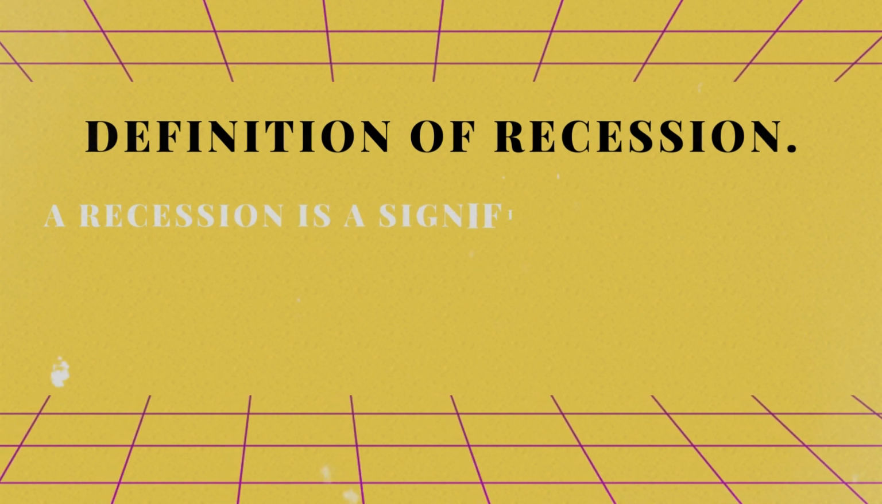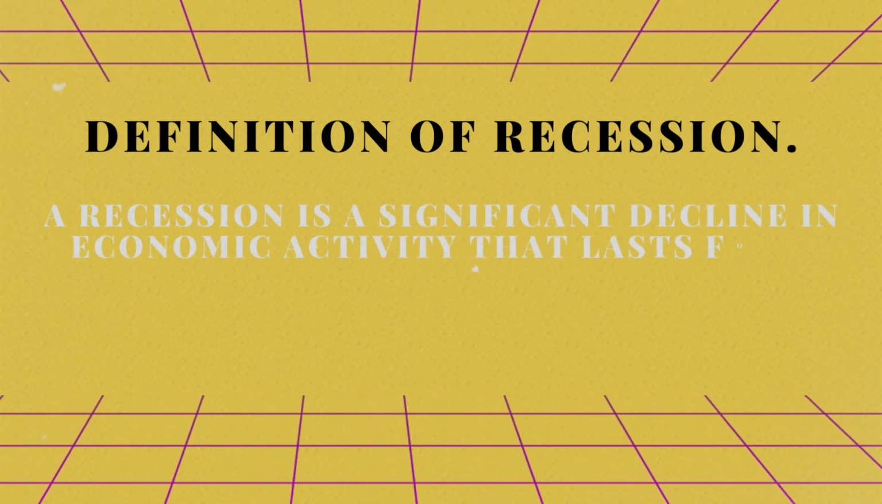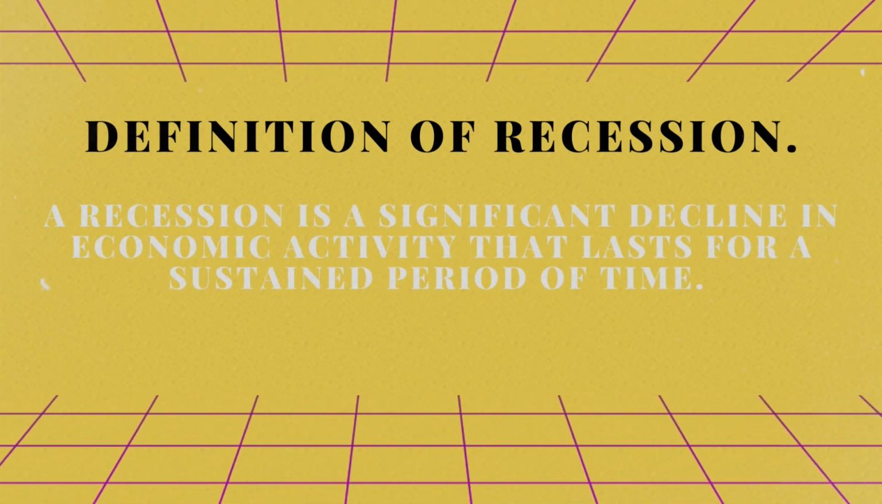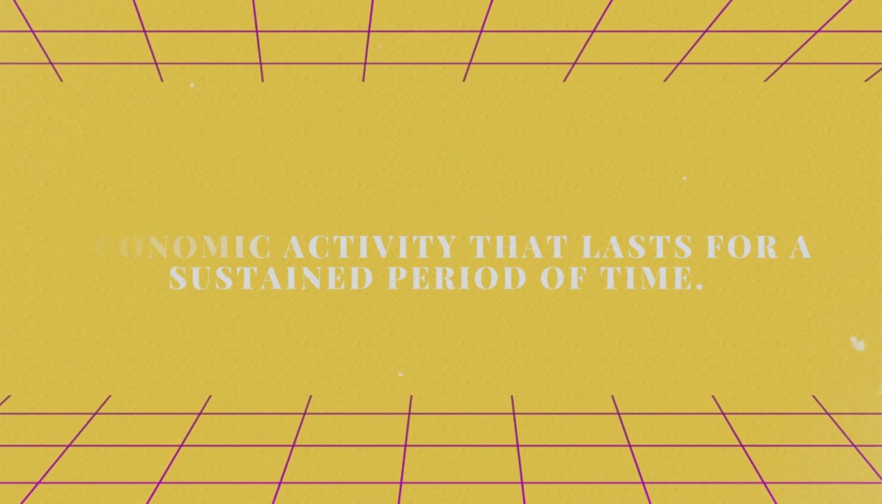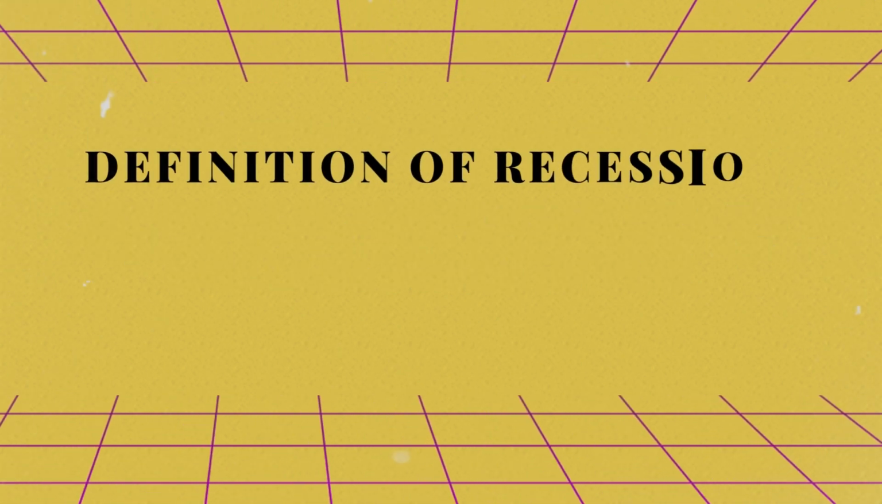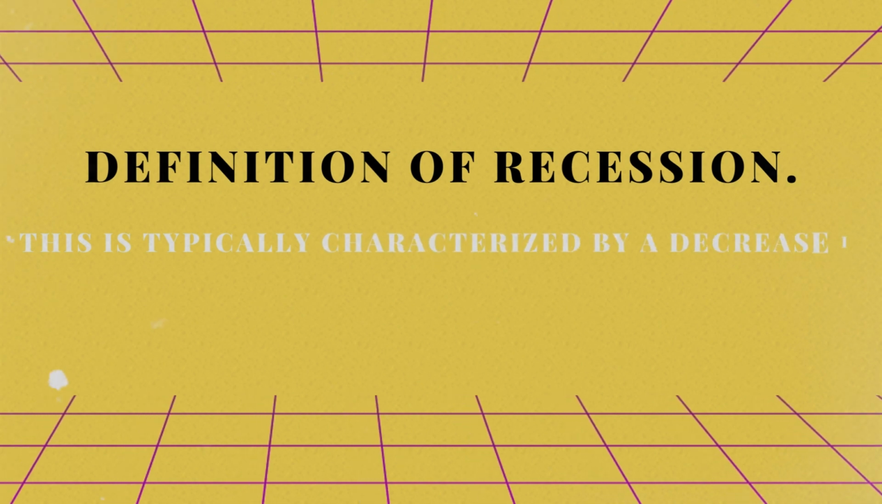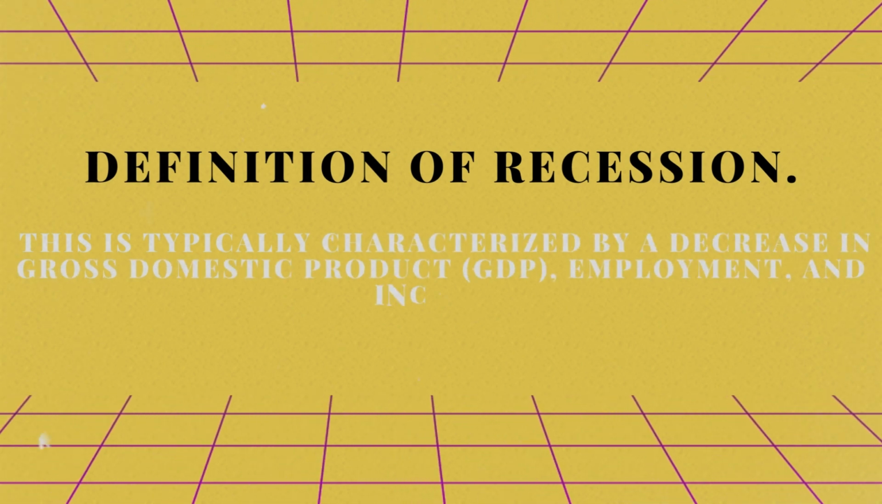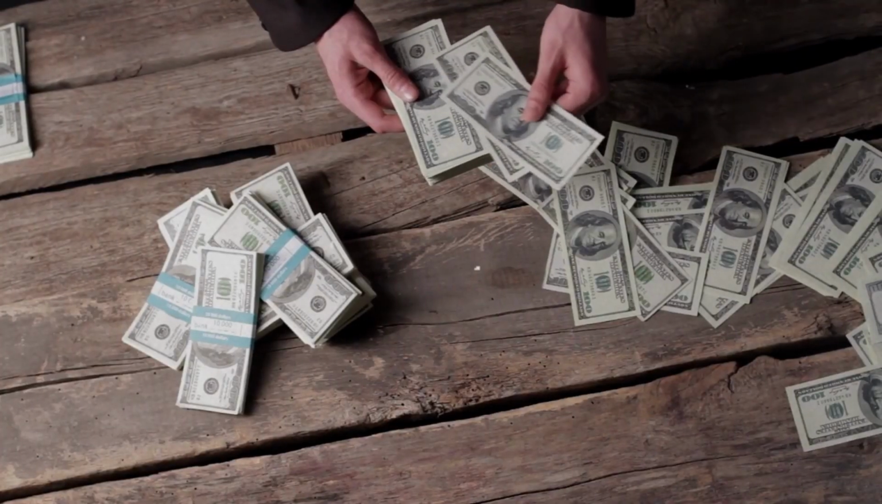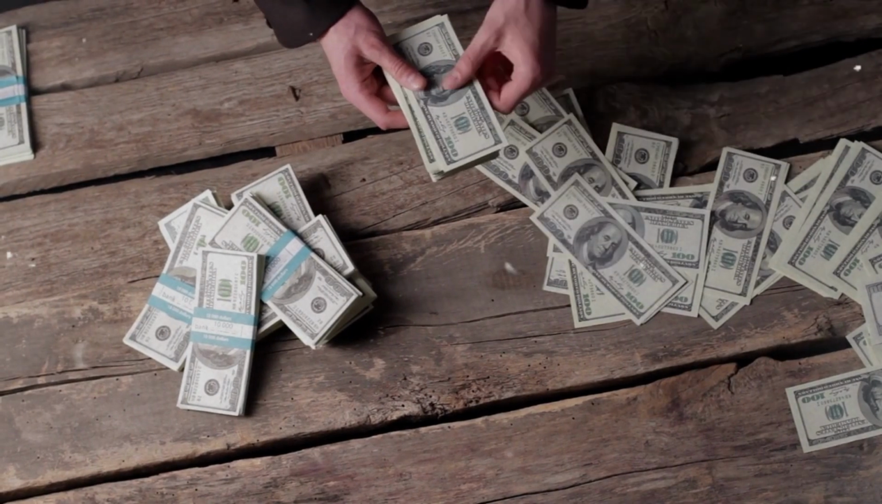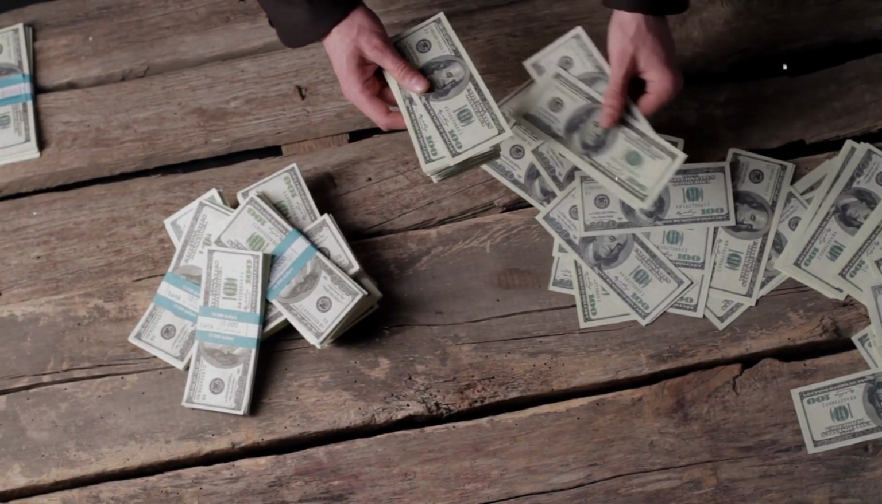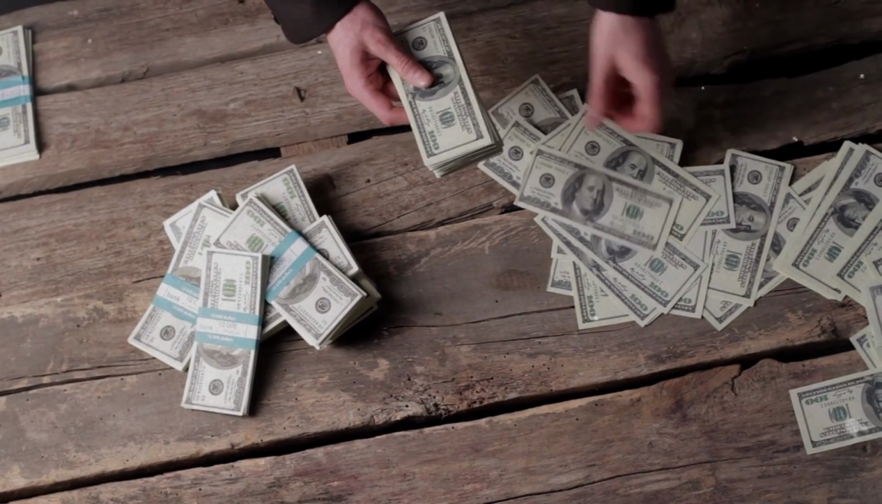To start with, let's talk about the definition of recession. A recession is a significant decline in economic activity that lasts for a sustained period of time. This is typically characterized by a decrease in gross domestic product, GDP, employment, and income. In other words, when the economy experiences a significant contraction, and businesses start laying off workers, and people start losing their jobs, it can lead to a decrease in the overall income of the population. As a result, people may start spending less, which can lead to a decrease in economic activity across the board.